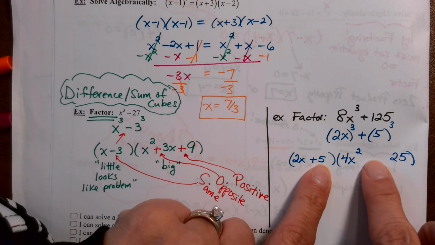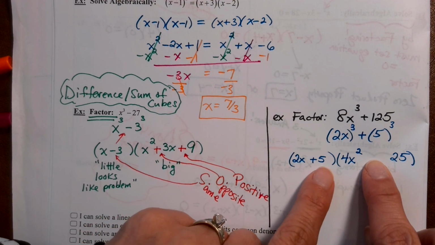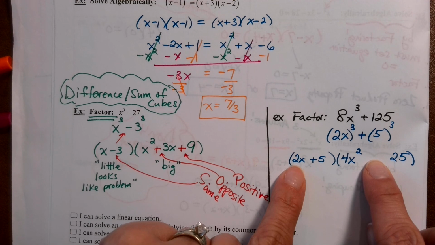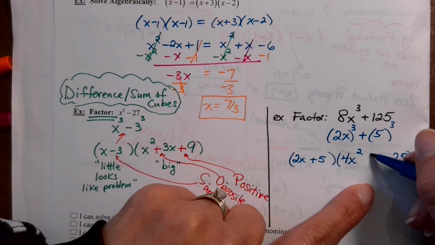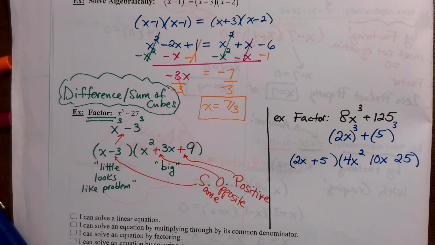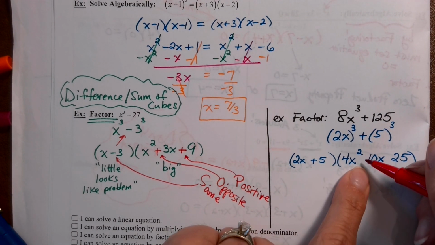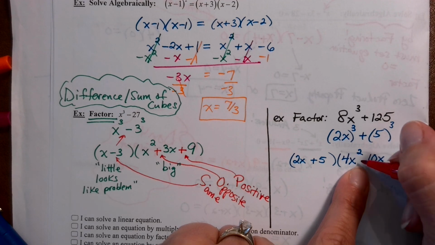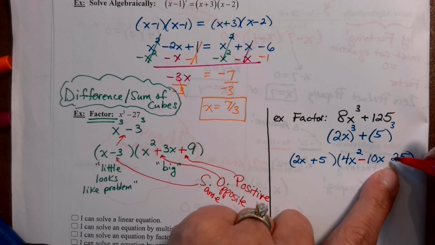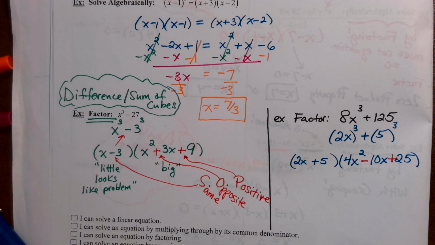Now how do you get the middle? You don't take 2 of the firsts, you don't take 2 of the last. You take 1 of each. 2 times 5 is going to be 10x. Okay, people, it's time to SOP it up. SOP it up. This sign is a plus, the same as the problem. The next sign is the opposite. Don't write plus, write a minus. And the last one is going to be a positive sign. And that is how you factor a sum of cubes. Great job taking notes today.